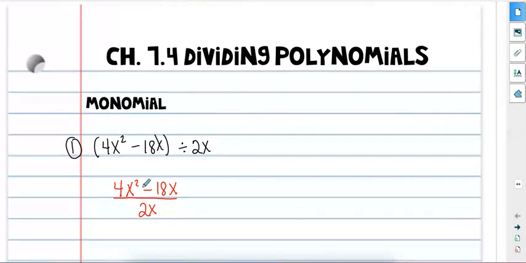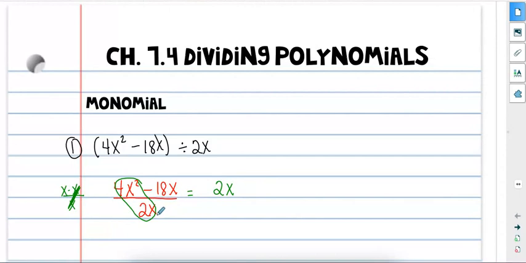So this first part here, we're going to go ahead and do 4x squared divided by 2x. So when I divide these two, well, you could do the coefficients. 4 divided by 2 equals 2. And then you have x squared divided by x. So that's the same thing as saying x times x over x. And as you can see, these two x's cancel each other out because they equal 1. And what's left over is one of the x's.